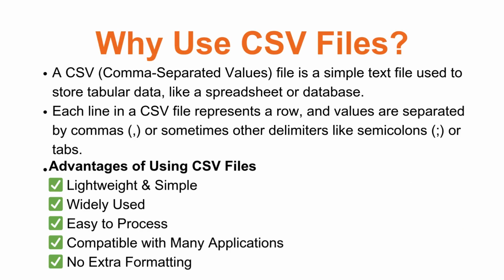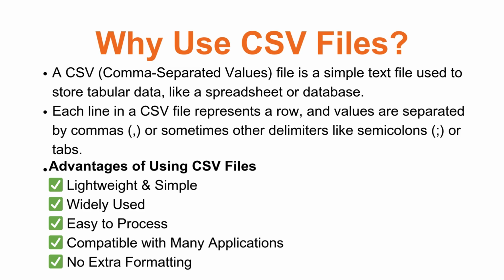First, let us understand what is a CSV file. A CSV, or a comma-separated values file, is a simple text file used to store tabular data like a spreadsheet or database. Each line in a CSV file represents a row, and values are separated by commas or sometimes other delimiters like semicolons or tabs.